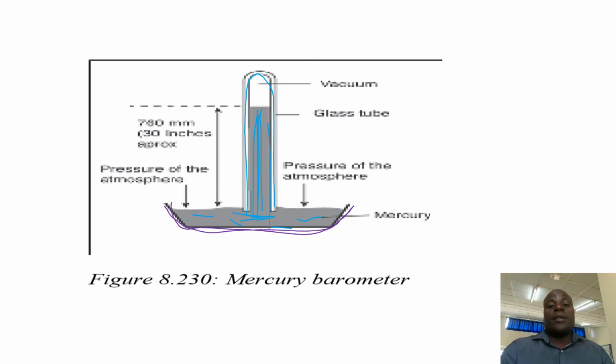If the mercury level is high, the atmospheric pressure is high. If the mercury level is low, the atmospheric pressure is low. And remember, we measure atmospheric pressure in units called millibars.